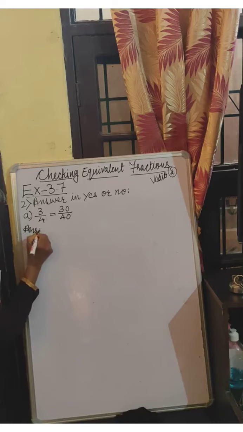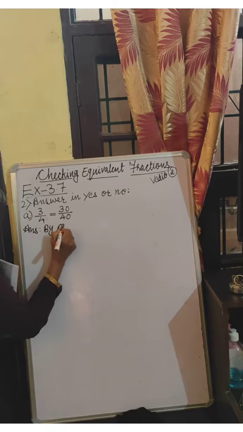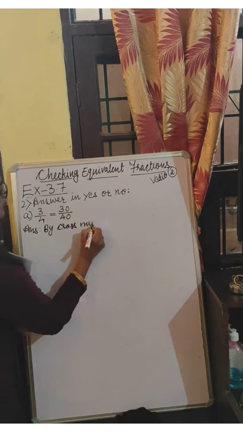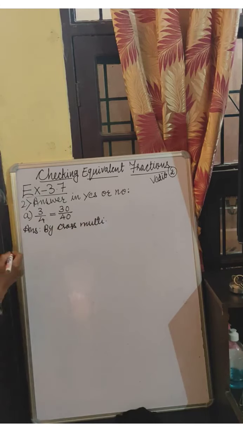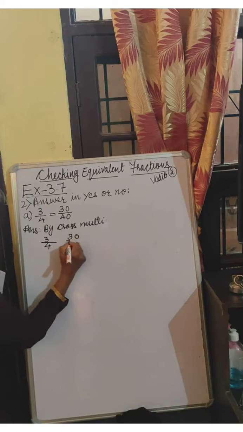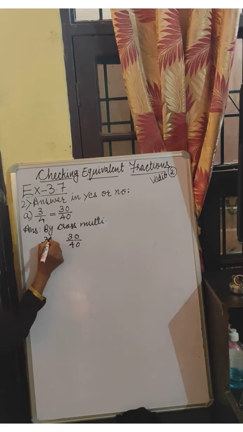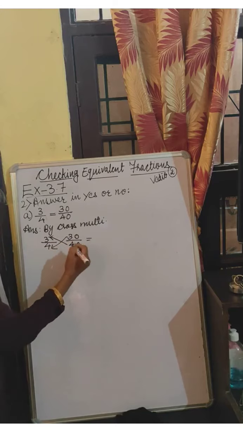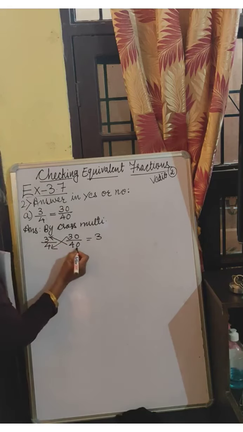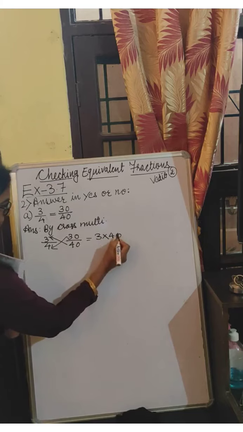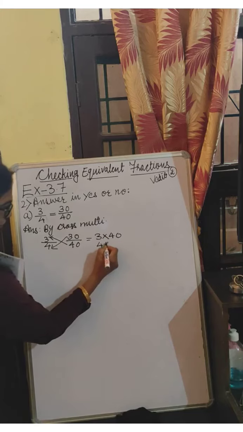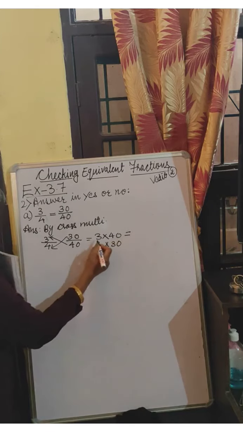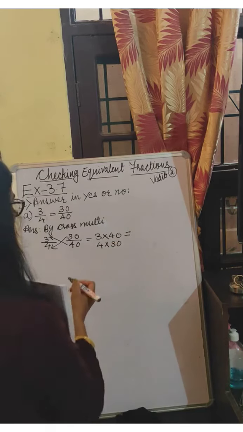Okay, so here also we are doing cross multiplication. Okay, 3 upon 4, 30 upon 40. So here we are making these arrows here. So we will get two multiplication statements from this cross multiplication. First one is 3 into 40. Second is 4 into 30. So here I am doing the cross multiplication.